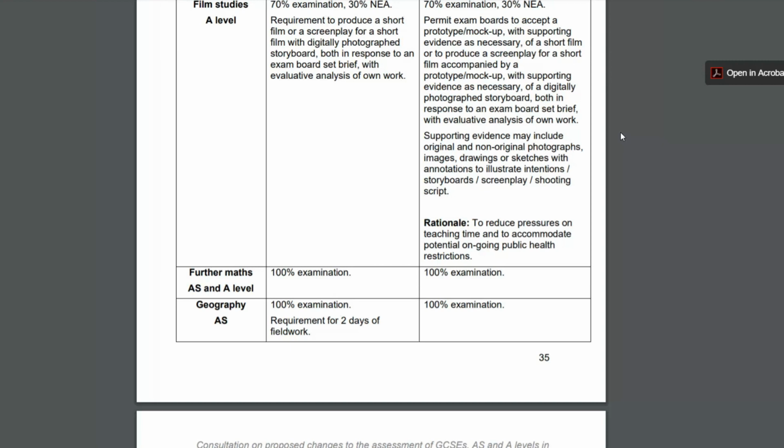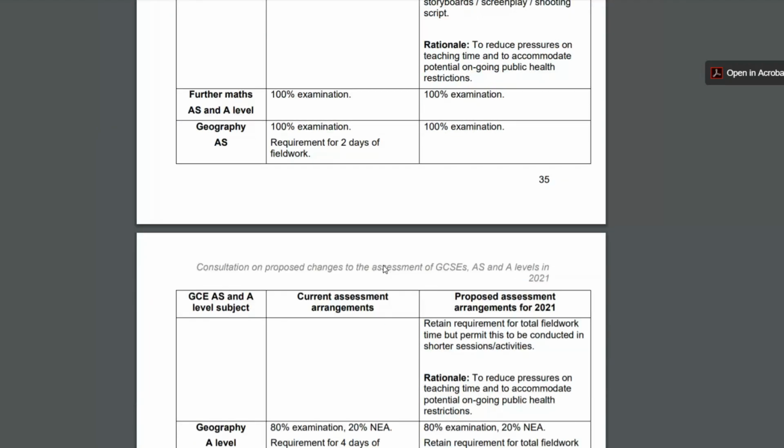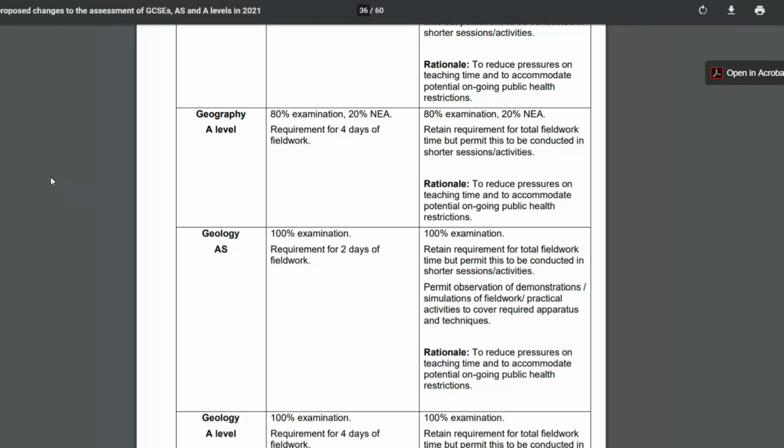Further maths, AS and A level, no changes, 100% both before and after. For geography, it was 100% examination with requirement for 2 days of fieldwork, and they're still keeping the 100% examination requirement. And they're also still keeping the requirement for the fieldwork, but the session should be shorter. And the activity should be shorter. They don't need to necessarily be 2 days.